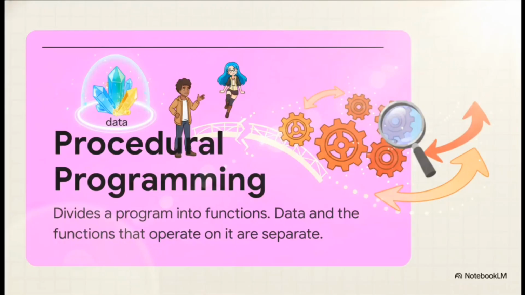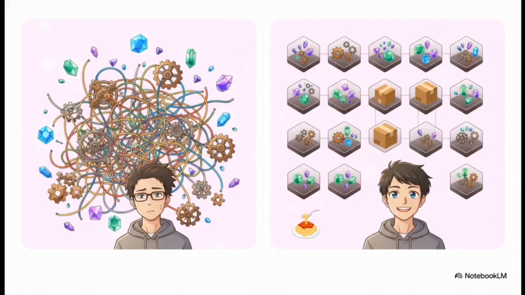You had all your data, your variables, living in one place, and then you had a completely separate bunch of functions that would reach in and operate on that data. And this visual, man, it says it all, doesn't it? On the left, in that procedural world, you can see how the data and functions are totally separate.